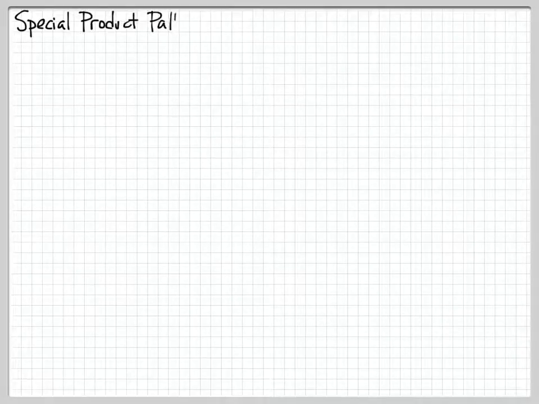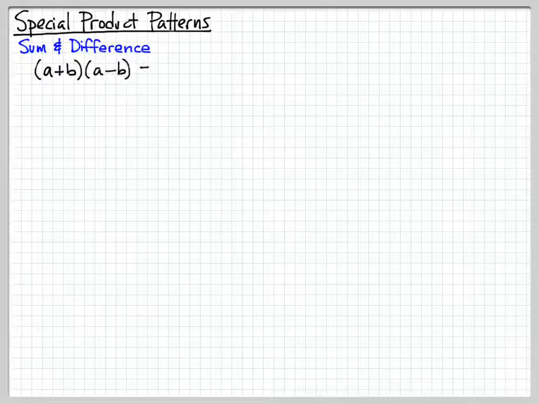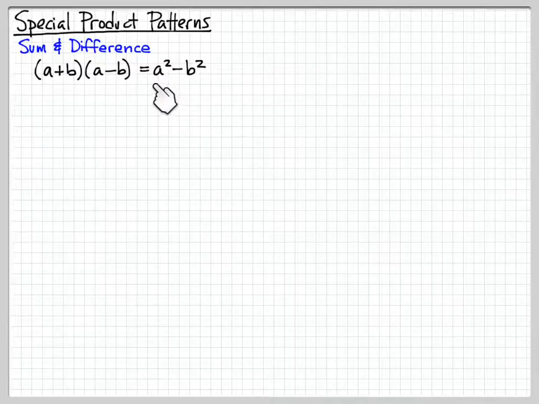The last thing we're going to cover is special product patterns. Special product patterns allow us to save some time. We've seen some of these before. We have what we call sum and difference. And another name that we had for this was the difference of perfect squares. We have a plus b, a minus b. We have our sum, we have our difference, and it's equal to the difference of perfect squares.